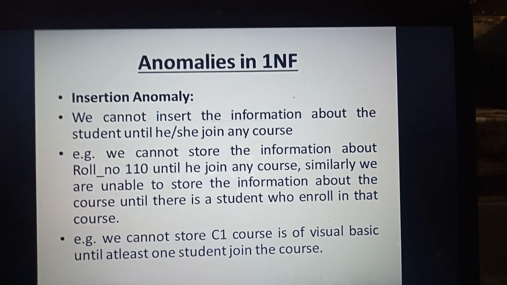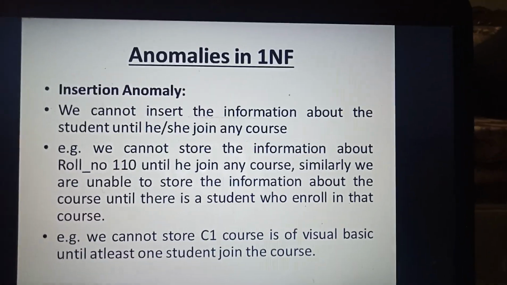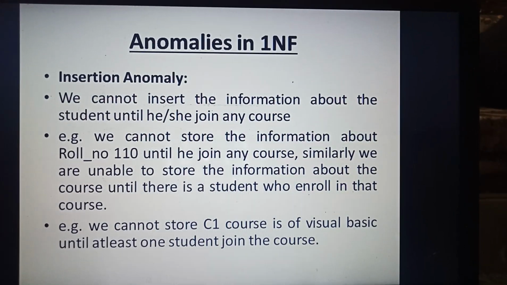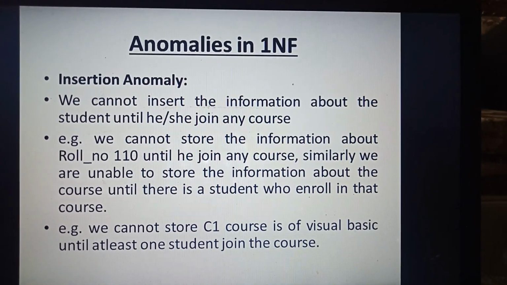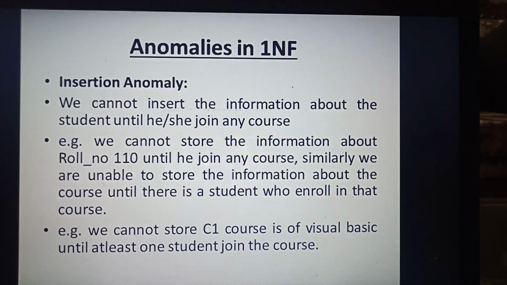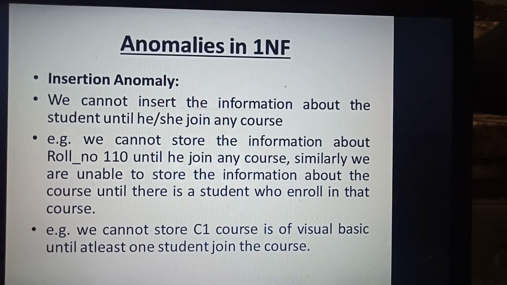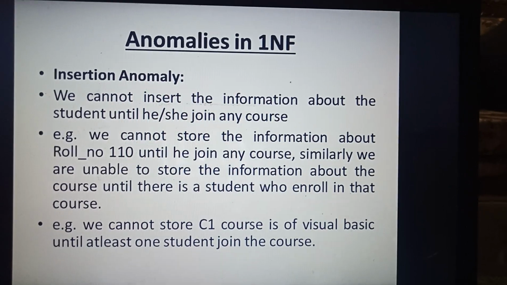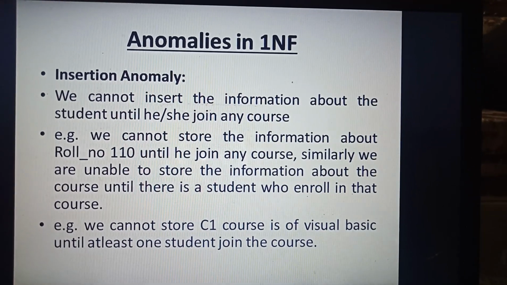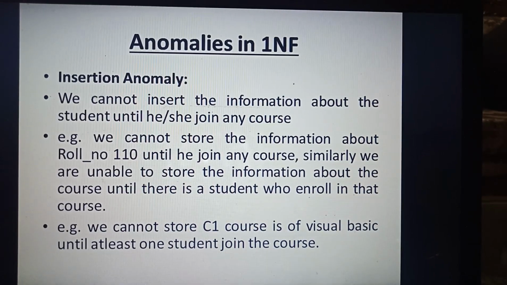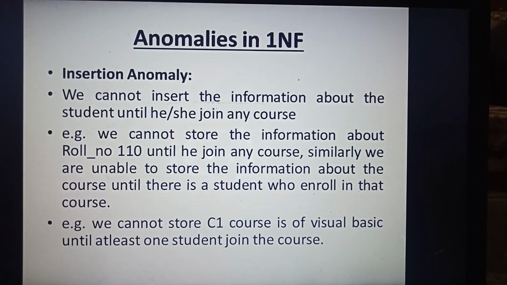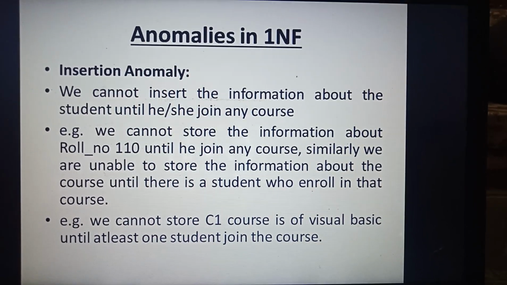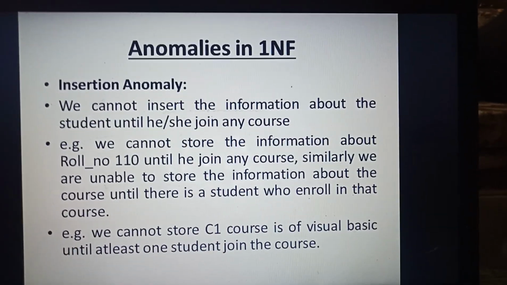Now we have normalized the table in 1NF, but there are some anomalies still present in these tables, like first insertion anomaly. As I have already told you about insertion anomaly, we cannot insert the information about the student until he or she joins any course. For example, we cannot store the information about roll number 110 until he joins any course. Similarly, we are unable to store the information about the course until there is a student who enrolls in that course. For example, we cannot store C1 course is of Visual Basic until at least one student joins the course.